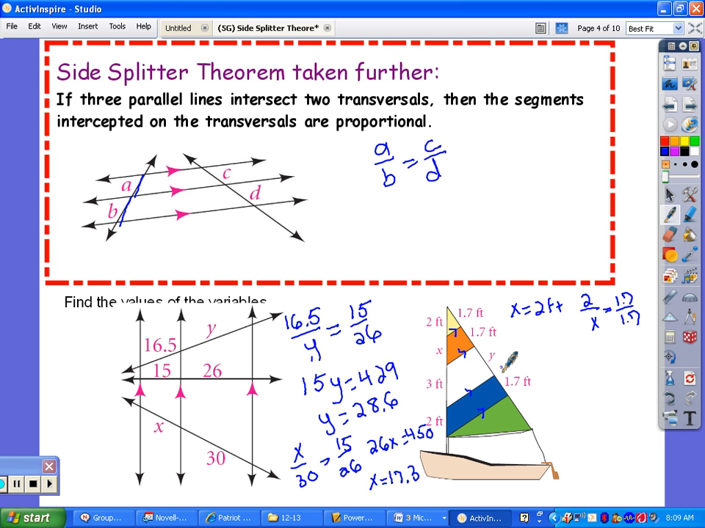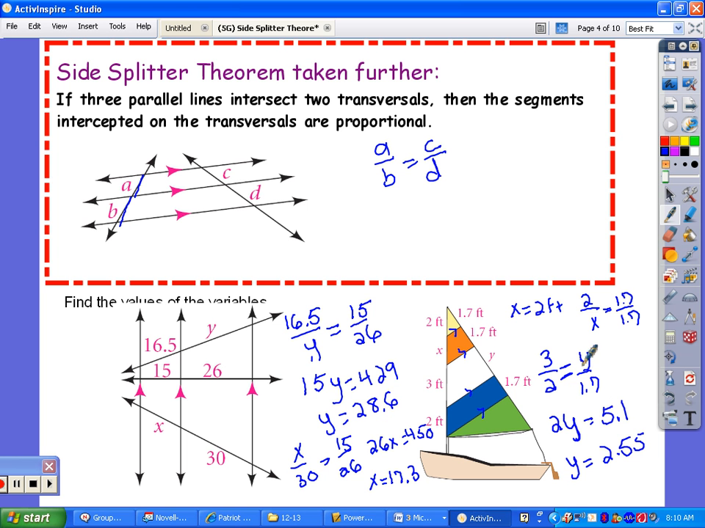Then we also need to find y. So if we look, we have 3 parallel lines and 2 transversals for this. And again, the sides have to be proportional. So that means 3 over 2 has to equal y over 1.7, and then we're going to cross multiply. So we have 2y, 2 times y, is equal to 3 times 1.7, which is 5.1, and then we'll divide by 2 to solve for y. So y is 2.55.